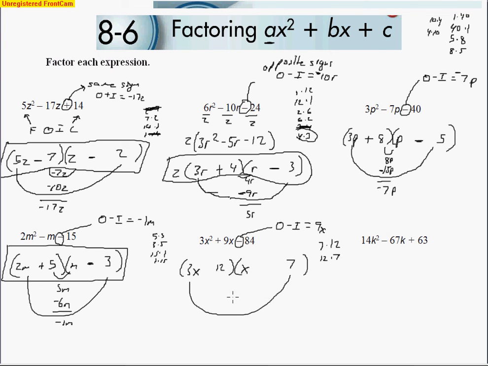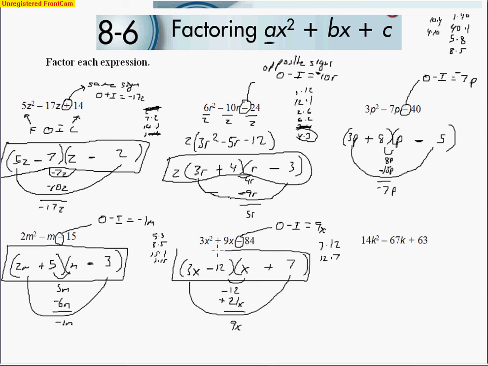See, this is 21x. And this is 12x, and yes, those do subtract to make 9x. To make it a positive 9, I need more positives than negatives. So I'll put the plus sign to make the 21, so the 7 needs to be positive. Put the minus sign right there, and that is our answer.